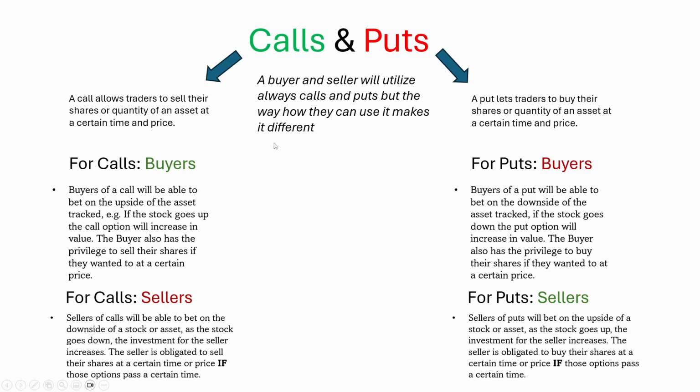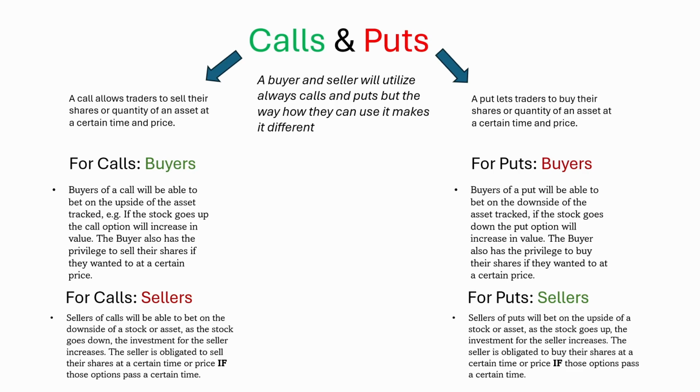When we look at calls, a call allows traders to sell their shares or quantity of that asset at a certain time and price. If you're a buyer in calls, buyers of a call will be able to bet on the upside of the asset being tracked. So if you're looking at a stock and that stock goes up, that call option under the stock will increase in value. And so the buyer also has the privilege to sell their shares if they want to at a certain price.